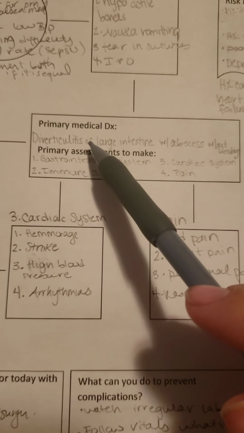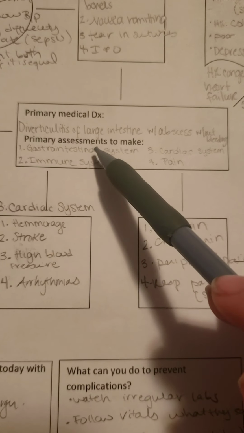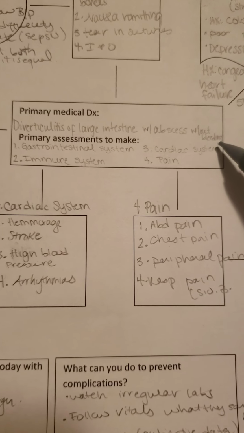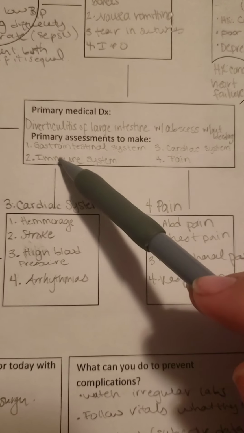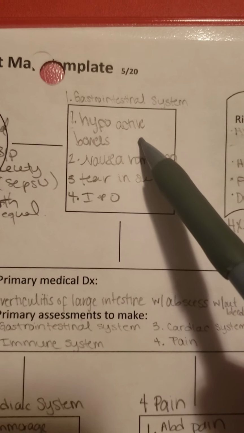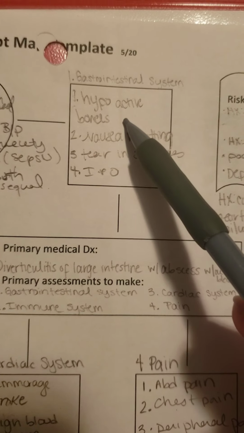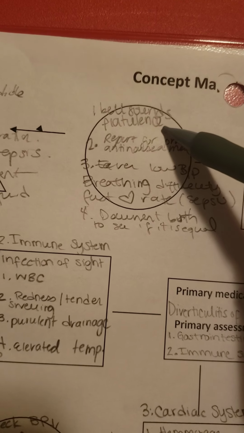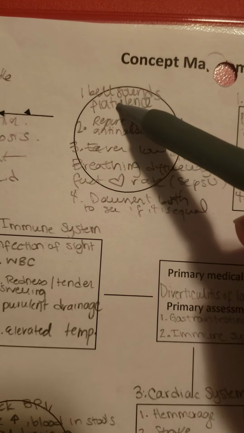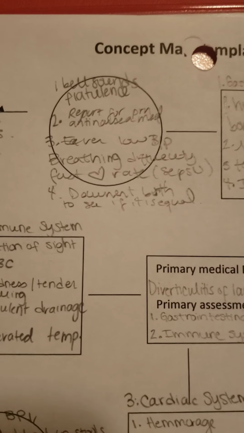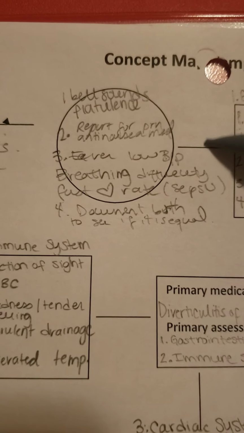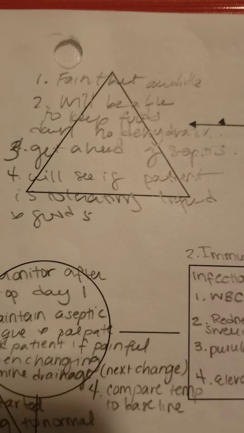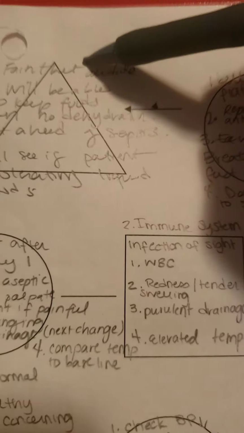Okay, so we have a primary medical diagnosis of diverticulitis of the large intestine with abscess without bleeding. Primary assessment is the gastrointestinal system. We're going to look for hypoactive bowel sounds, especially because she had surgery on her sigmoid colon. Assessing for those first signs of flatulence, making sure that everything is starting to come together. Obviously not right away. It's going to be a lot less. There's going to be faint but audible sounds in there.